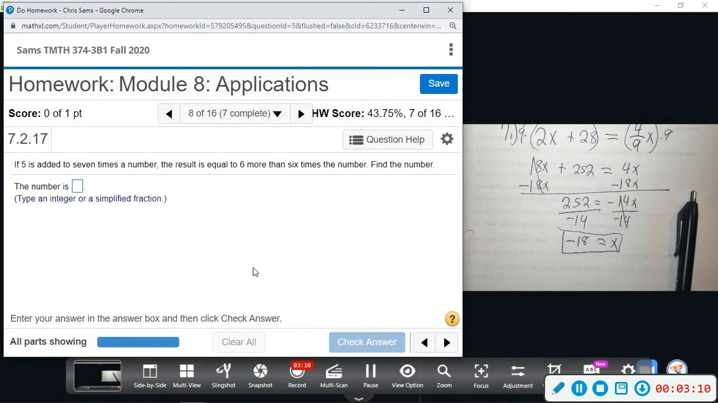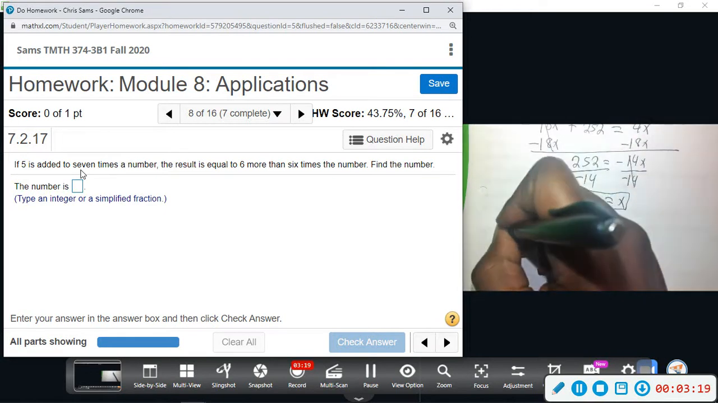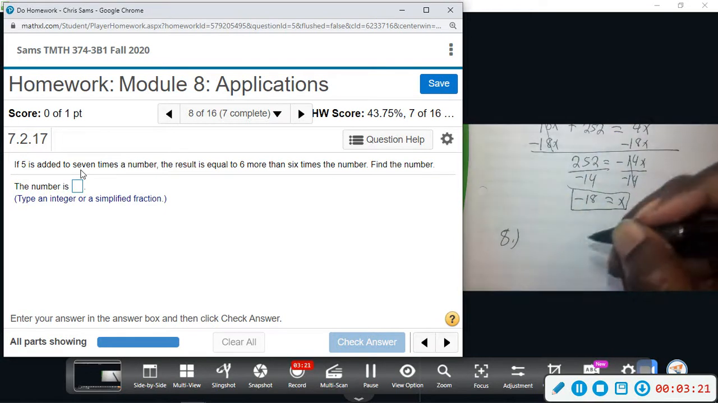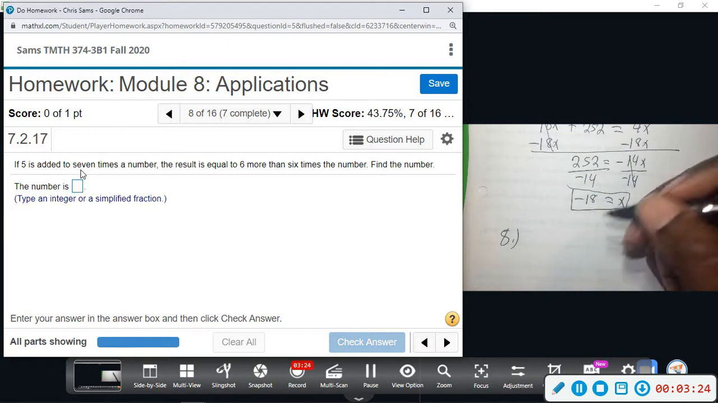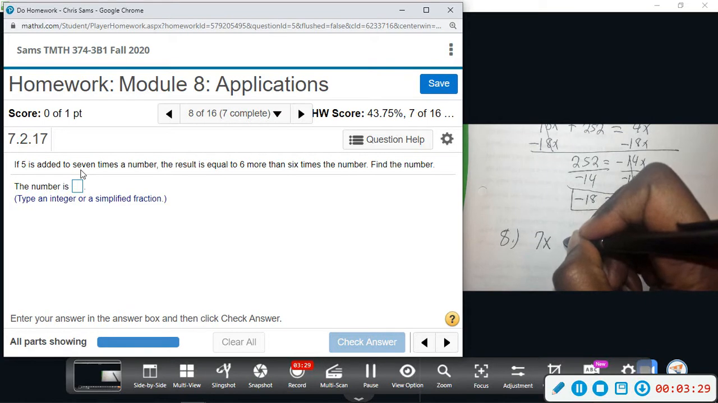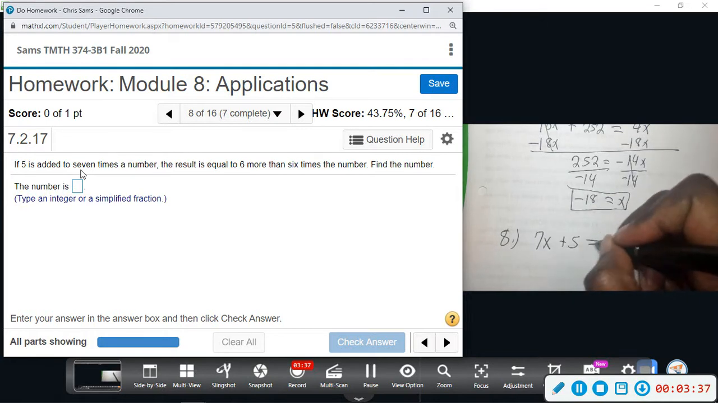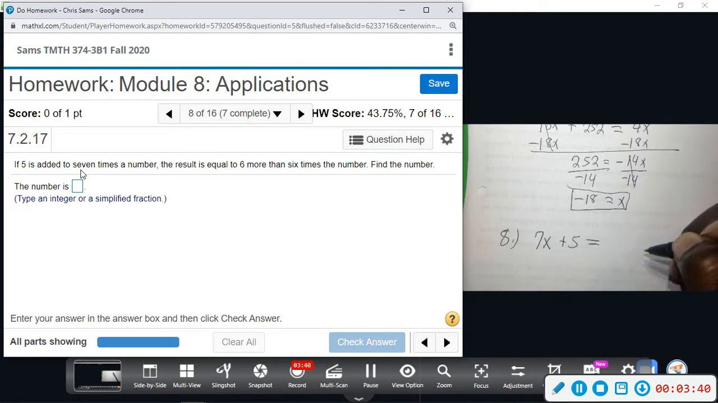Okay, number 8. If 5 is added, so we're going to be adding 5. Let's go ahead and start writing this equation now. 5 is added to 7 times a number. Okay, so 7 times a number, we're going to add 5. The result is equal to 6 more than 6 times the number, so 6x.